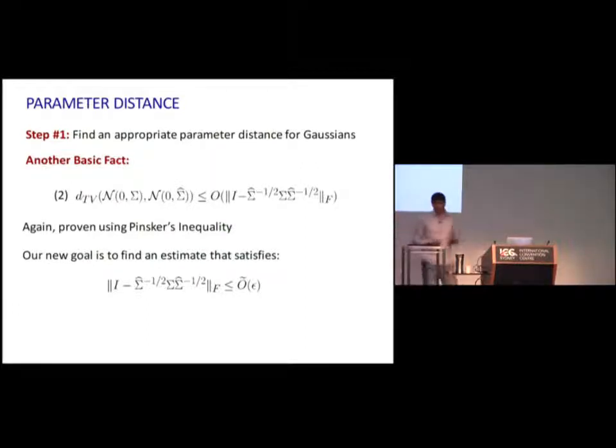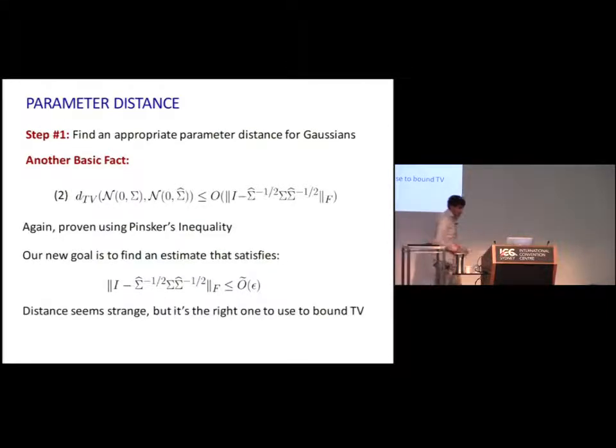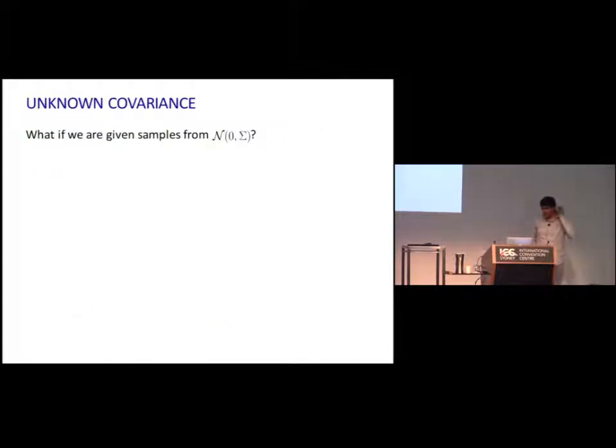This is just a high-dimensional analog of that, but it tells us that our new goal for robust high-dimensional estimation is to work with this kind of strange distance. We're given samples that are epsilon close in total variation distance. We want to be able to estimate sigma so well that sigma hat satisfies this inequality. This distance seems strange, but I promise you it actually is the right one in high dimensions.